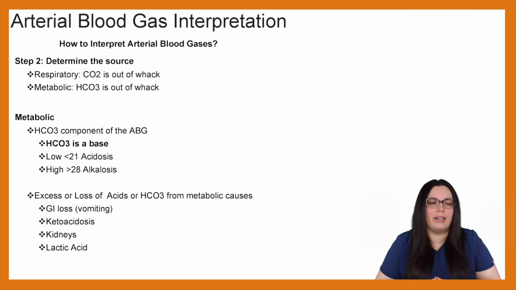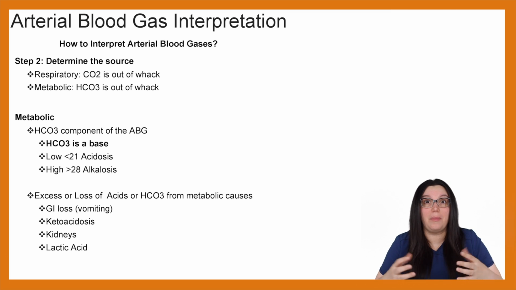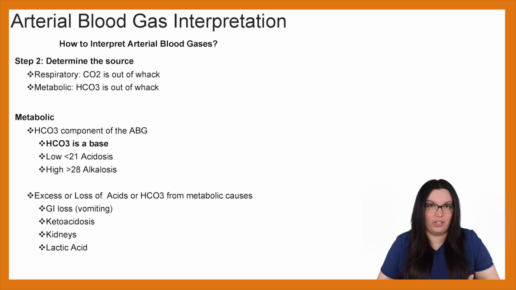When it comes to our kidneys, again, our kidneys are major contributors when it comes to loss or retention of our bases. We talked about that before. That is our metabolic component. And then lastly, you're going to see lactic acid. That's going to be a huge determination, specifically when it comes to the metabolic component of our arterial blood gases.